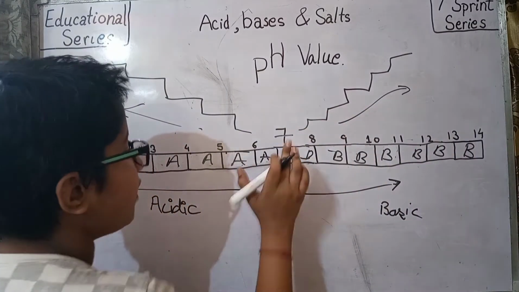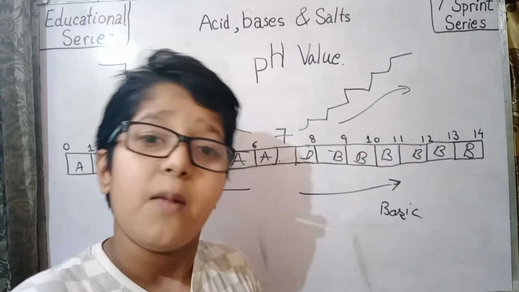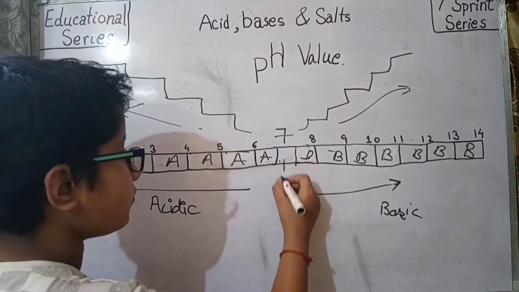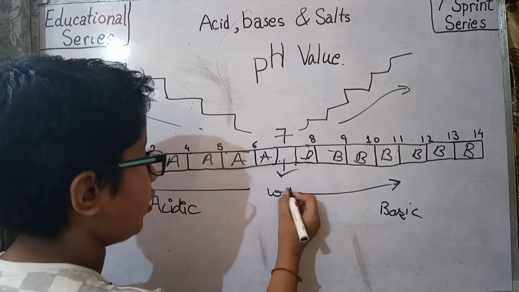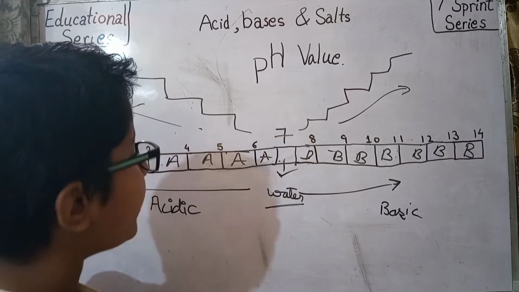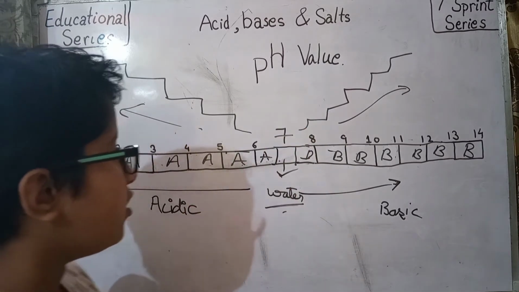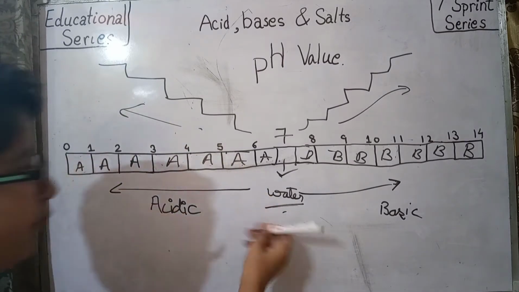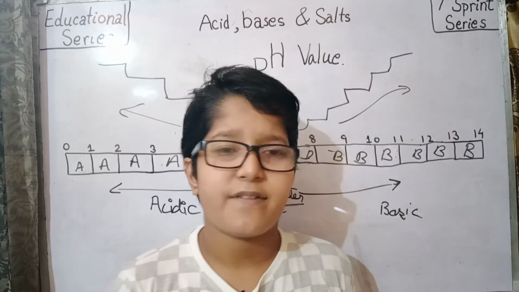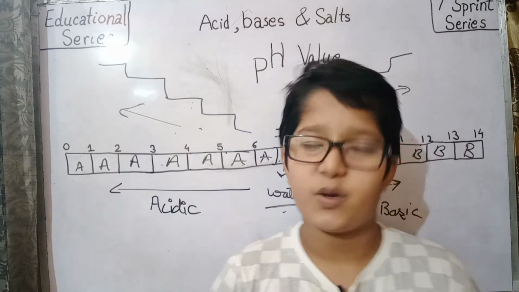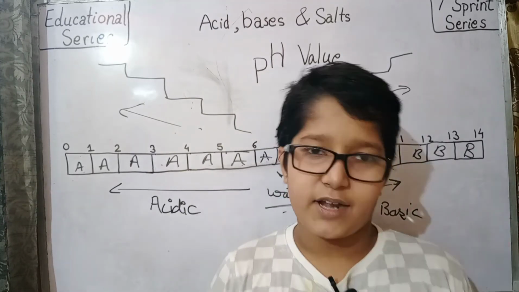And this 7 is neutral, which is not acidic, not basic. For example, here, water. Water in its purest form is neither acidic nor basic, it's a normal level. So here it is, the pH scale, acidic, basic, a ladder going up and down. I hope you got the pH scale. It was not in class 7th, but it still helps you get a better concept. Now let's learn more about neutralization.